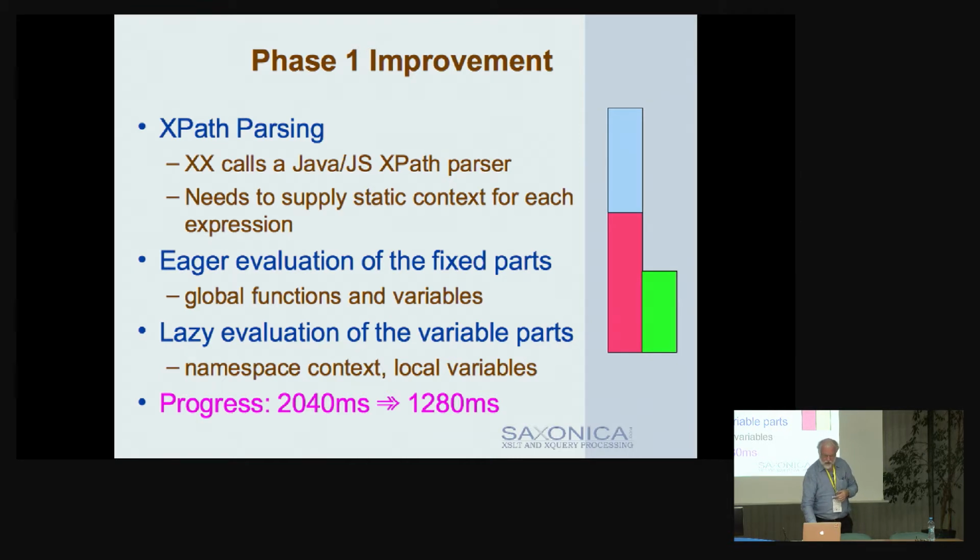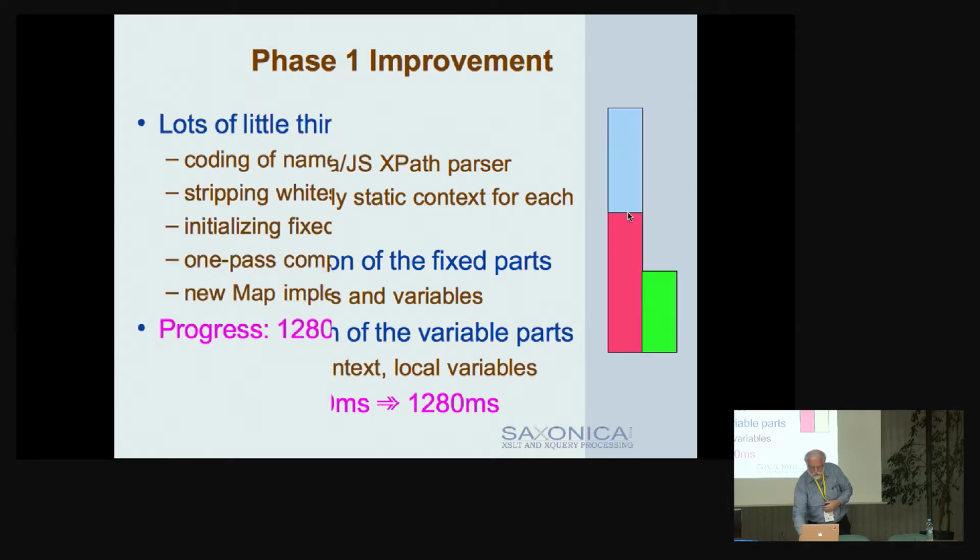The other technique is lazy evaluation. Lazy evaluation says don't compute it unless you need it. For a lot of the rapidly changing parts of the dynamic context, like the namespaces, working out the namespace context for every XPath expression, most XPath expressions don't care what the namespace context is. So don't waste time computing that unless the XPath expression needs it. Techniques like callback functions to get the information when needed can be very useful for that. That got us down from here, to this bar here, down to 1280 milliseconds. So quite a lot of good progress.